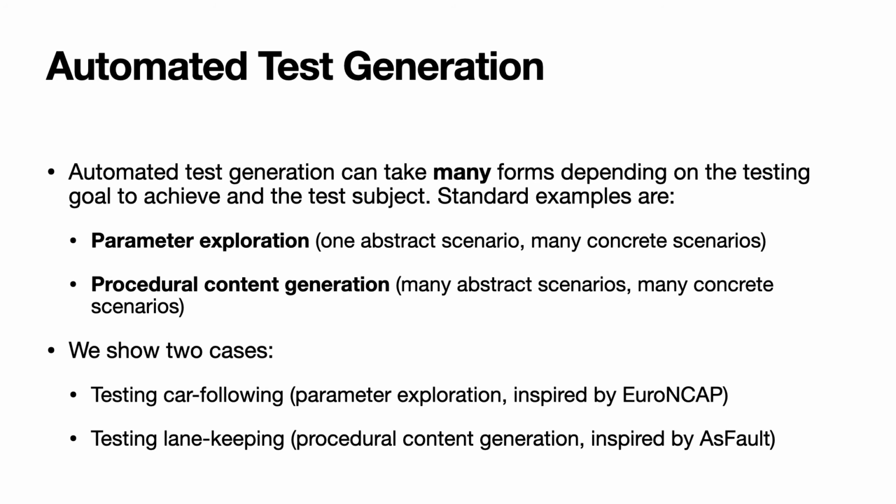We define one abstract scenario, and then we instantiate this by giving values to parameters and generate many concrete scenarios. The other form of automated test generation in this context is the one that relies on procedural content generation, where we can generate many abstract scenarios and either one or more concrete instantiations of those scenarios.